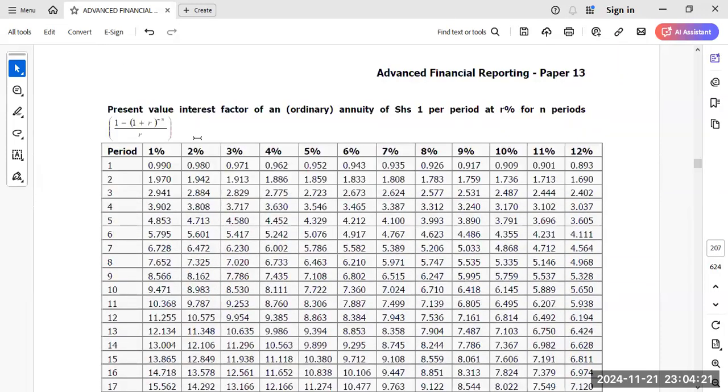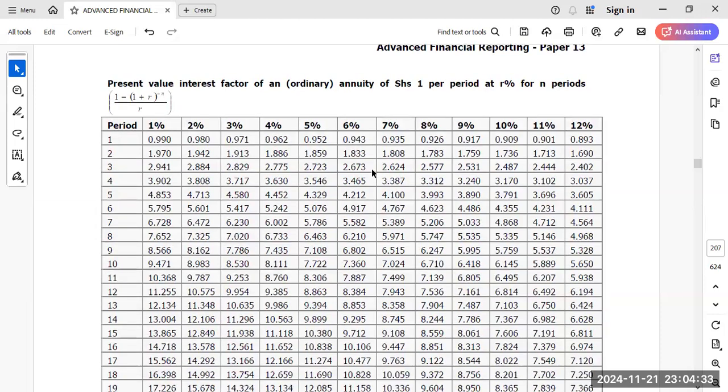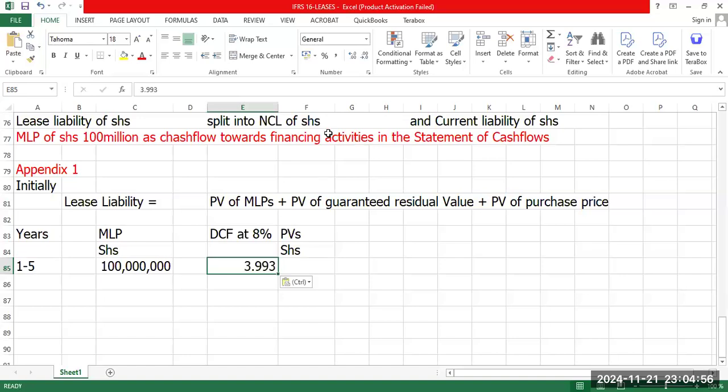Then if you're looking at more than 1 year, that is annuity. You use this. Even the formula is given, you don't want to read. So how many years are we handling? 5. At what rate? 8%. All of you, do you have this? 3.9. I don't know if I'm copying the right thing.